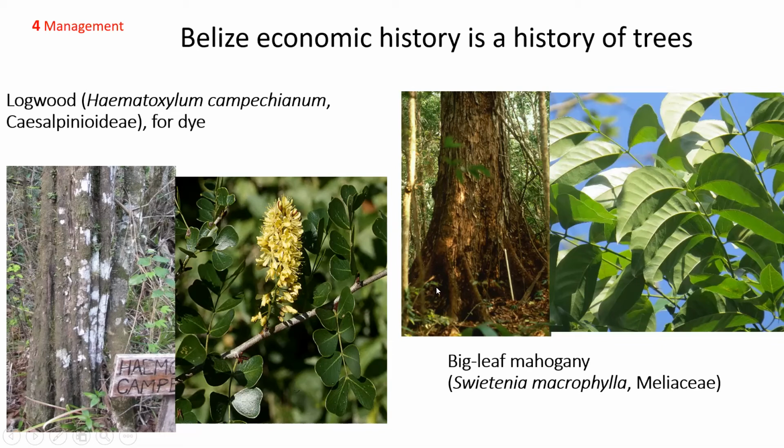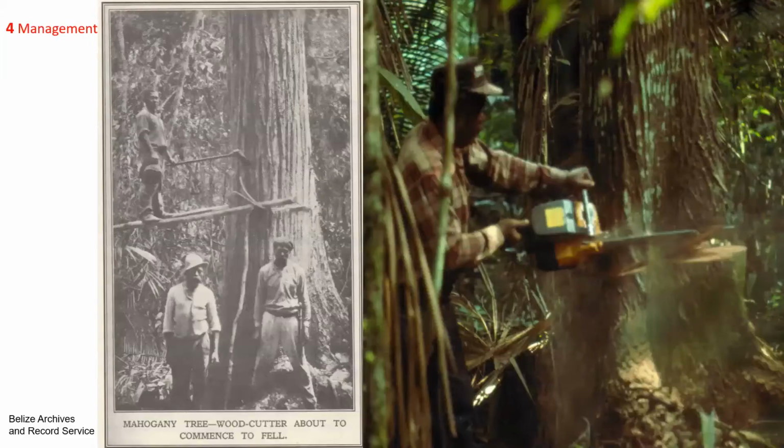Meanwhile, mahogany became the big driver. This Swietenia macrophylla, which you see here, became the big economic driver in Belize, and was for 100 years or so. And there was little agriculture in Belize. It was really dominated by forest industries. So it's very important to understand logging and forest industries to understand the history of Belize. And you can see it goes back a way.